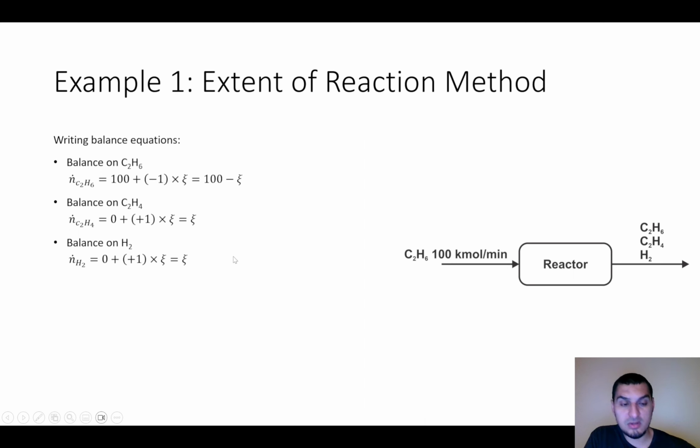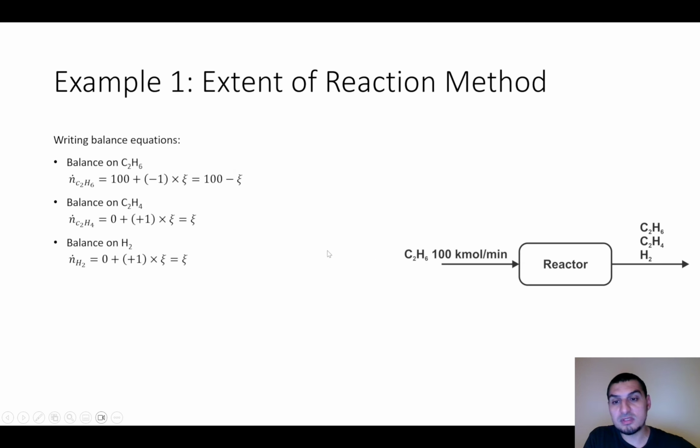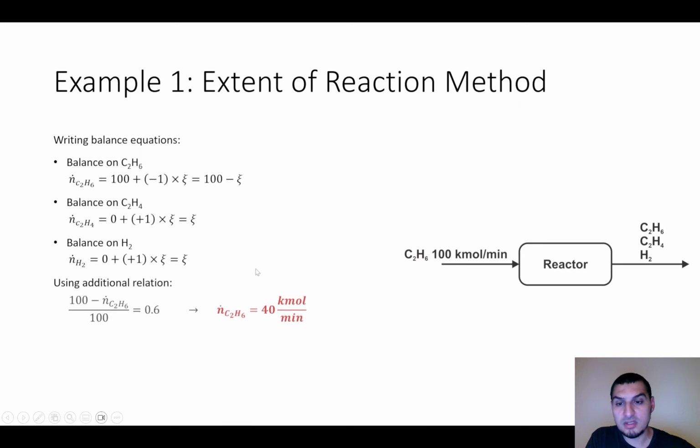These equations are not enough. If we go back to the degrees of freedom, we have already used these 3 equations, but everything is a function of the extent of reaction, so you have to find another piece of information to calculate the extent of reaction, which is going to be the conversion. So if we write the equation for conversion, it is the number of moles in minus out over in, so it's 100 minus the number of moles of ethane in the product over 100 equals 0.6. So the number of moles of ethane in the product is 40 kilomoles per minute. If we substitute here, we can find that xi equals 60.